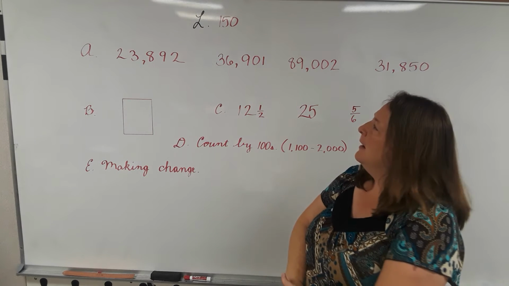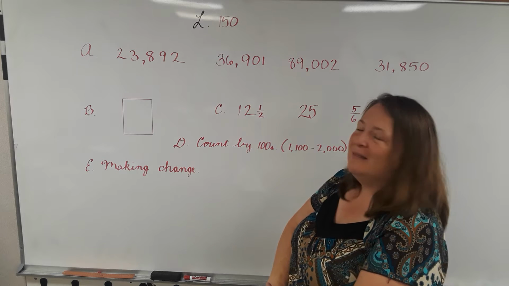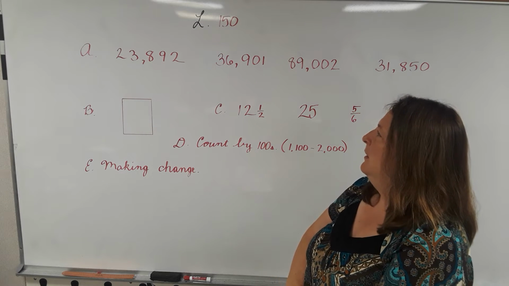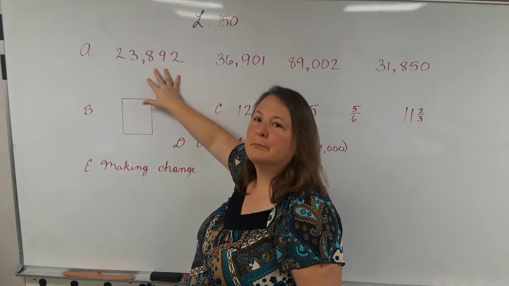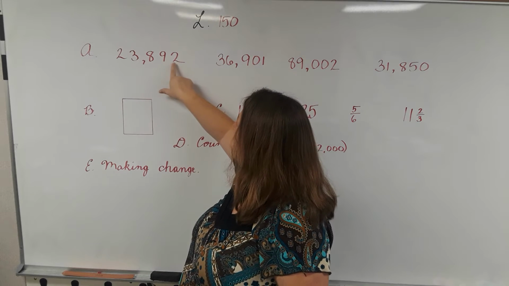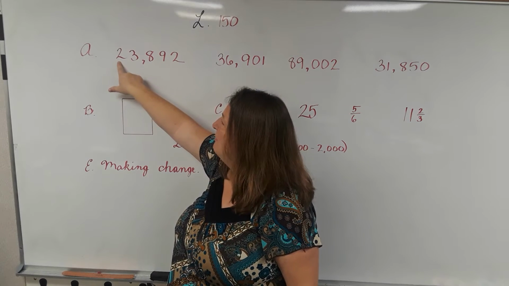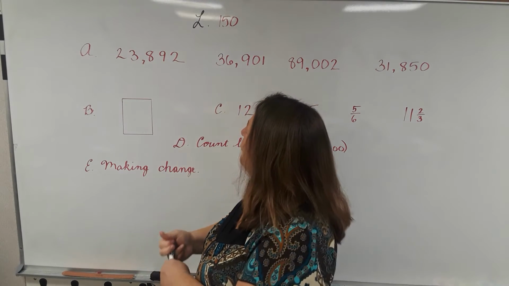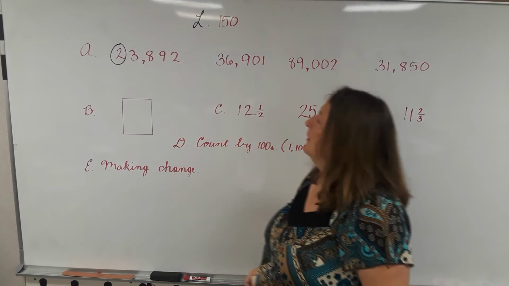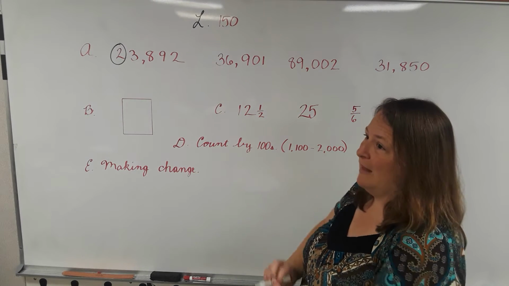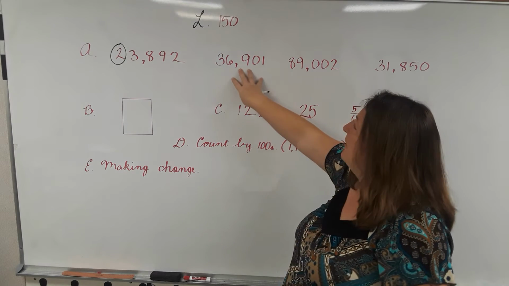Look at letter A. We need to circle the digit in the 10,000s place. Which digit is in the 10,000s place? Ones, tens, hundreds, thousands, 10,000s. So there are two 10,000s in this number. Two 10,000s would be 20,000. 10,000, 20,000. Which number is in the 10,000s place?